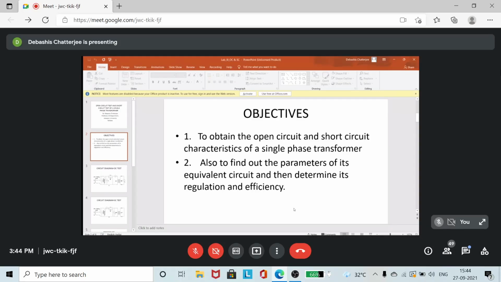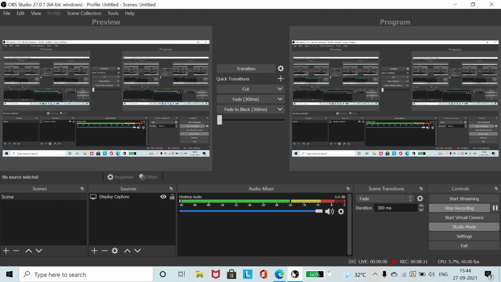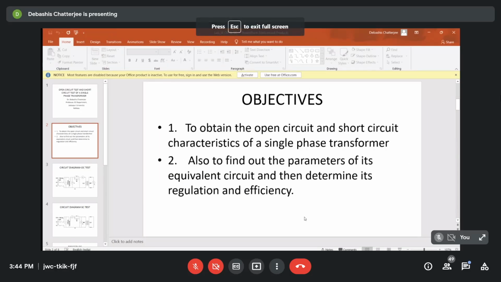Now, the first objective is to obtain the open circuit and short circuit characteristics of a single phase transformer, right? Open circuit characteristics mean the variation of induced EMF in the secondary side with magnetizing current, with the load side open. Short circuit means input voltage versus input current, with the secondary shorted. Secondary may be low voltage or high voltage; I will tell you which side we will perform which test on.